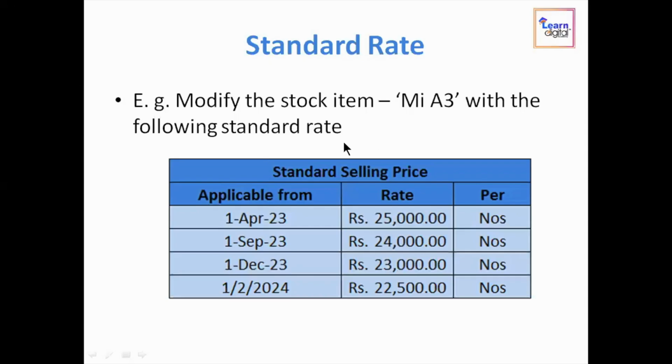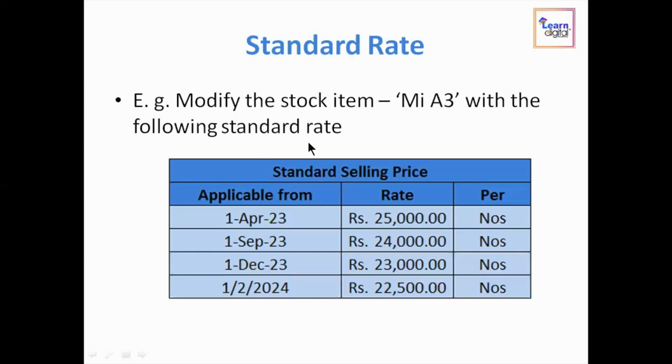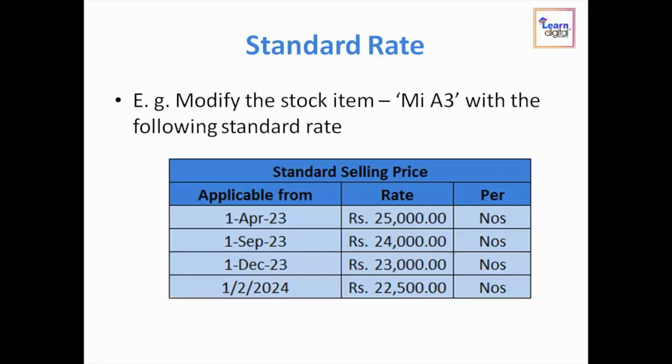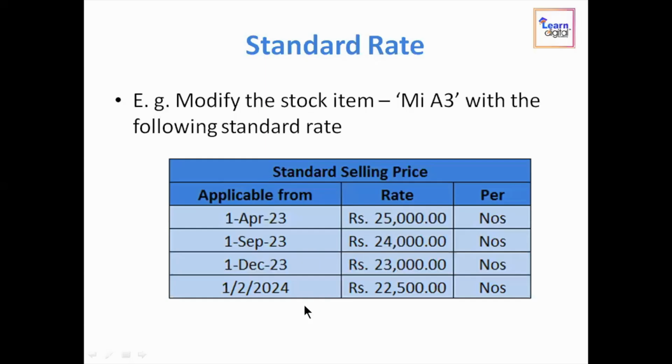Now, the standard selling price for MIA3 from 1st of April 23 will be 25,000 per piece. Then from 1st of September, it will be 24,000. Enter. The next date will be 1st December, at 23,000. And from 1st of Feb 24, it will be 22,500.